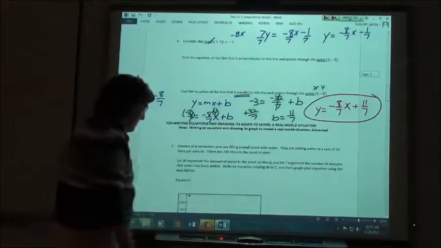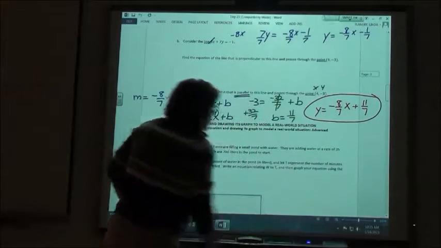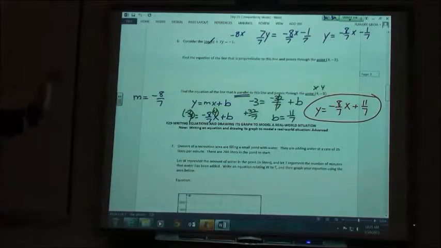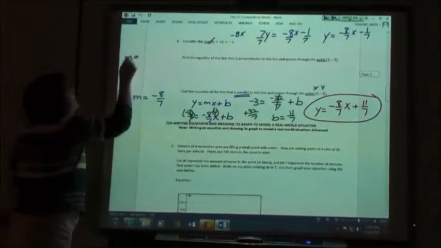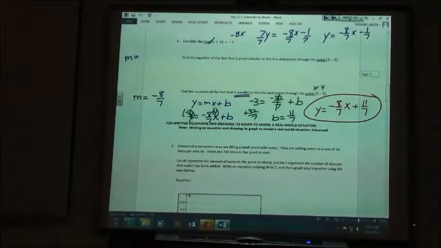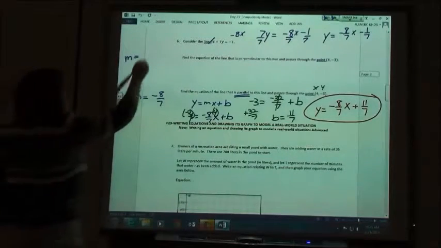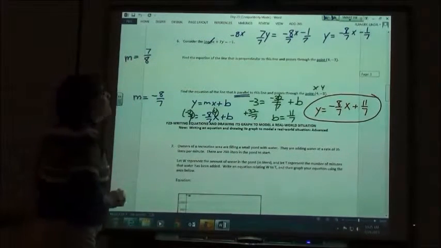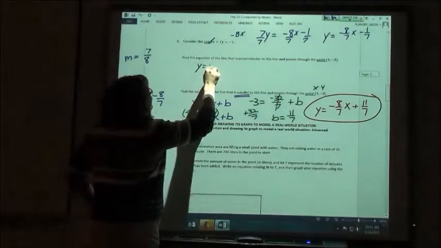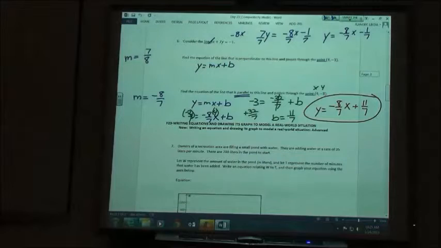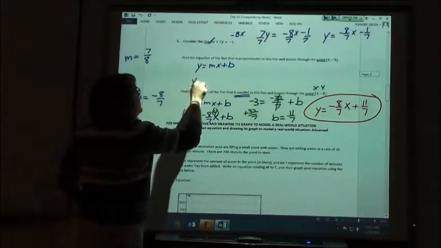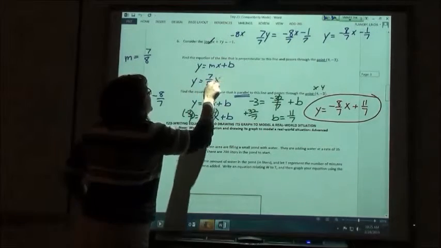All right. So we did our parallel line. Now we'll go back and do our perpendicular one. So for our perpendicular line, what should be the m value that we're going to use? 7/8, exactly. Now we can do it just like we did all the rest of them. Y equals mx plus b. We know the m is supposed to be 7/8. So y is going to equal 7/8 x plus b.